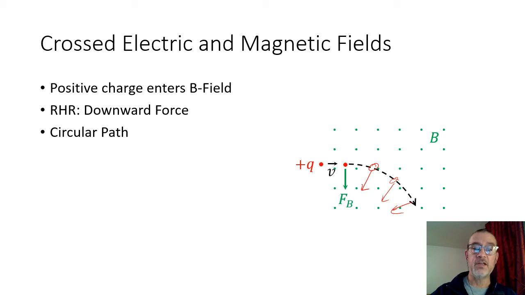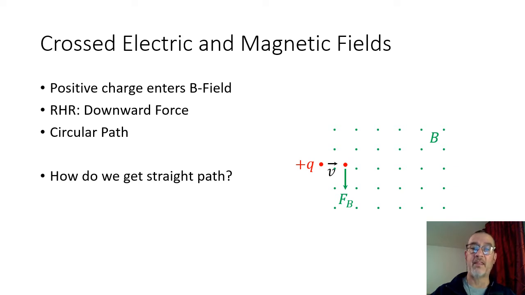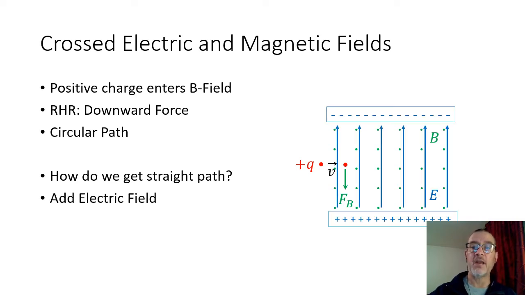Now, if we didn't want it to move in a circular path, how could we have that charge move in a straight line instead of the circular path? Well, we know that an electric field also will affect a charge. So if we set up an electric field, what I'm doing is putting positive charges on the bottom and negative charges on the top. So I'll get an electric field that points straight up from the positive plate to the negative plate. Remember, the electric field points in the direction that a positive charge would feel a force. So the electric field is pointing straight up.